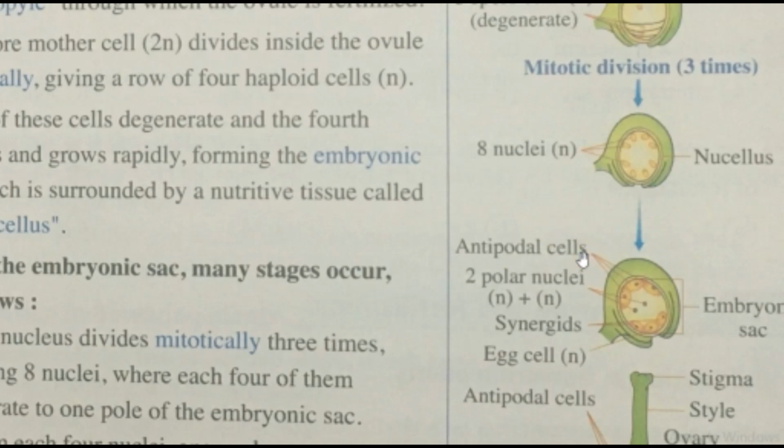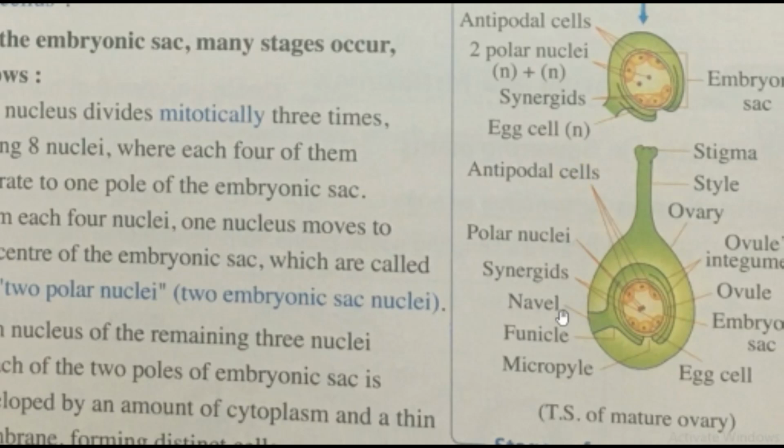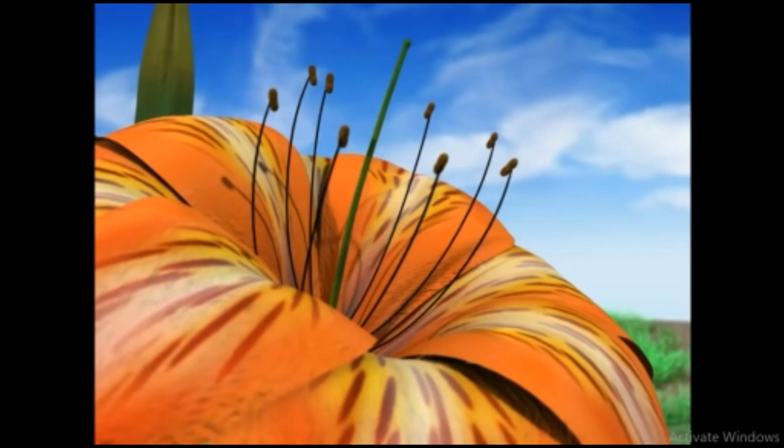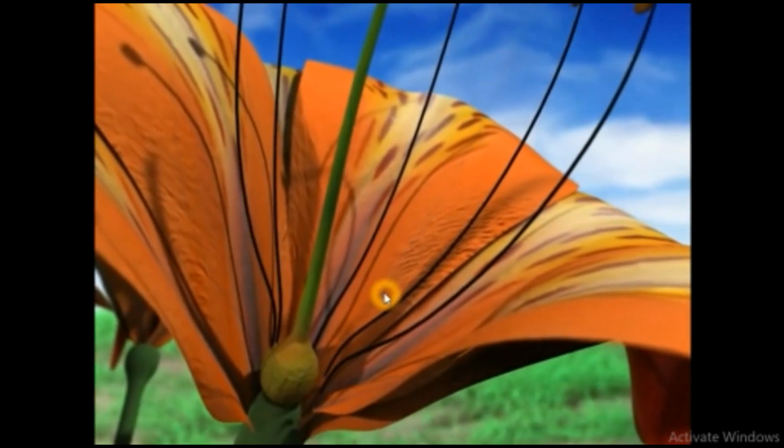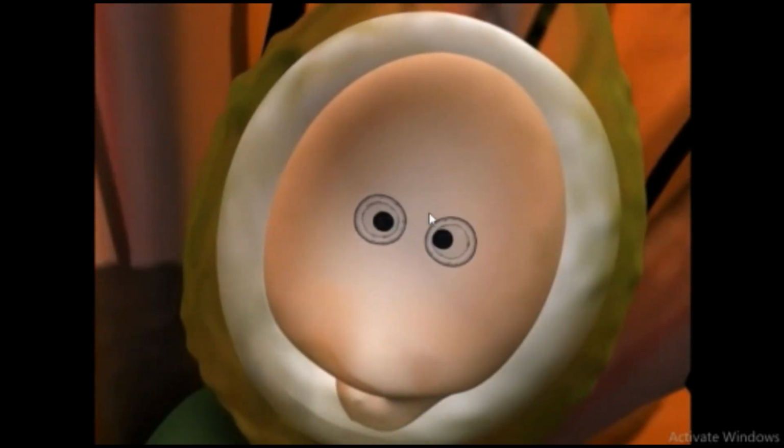The three upper nuclei are called antipodal cells. They will cover themselves with cytoplasm, forming cells. The middle one at the other pole will be the egg cell, which will be fertilized, and the two other cells are called synergids. They are like helping cells. This is the ovule after the egg cell becomes mature enough to be fertilized.